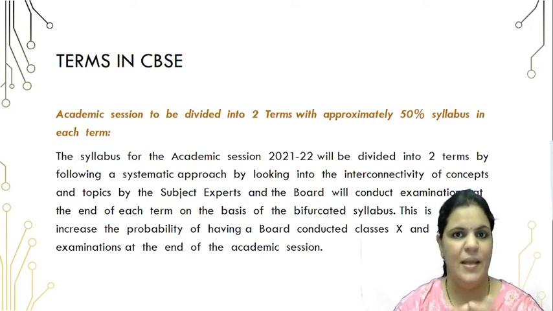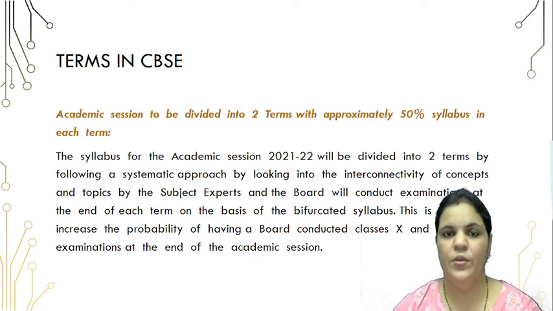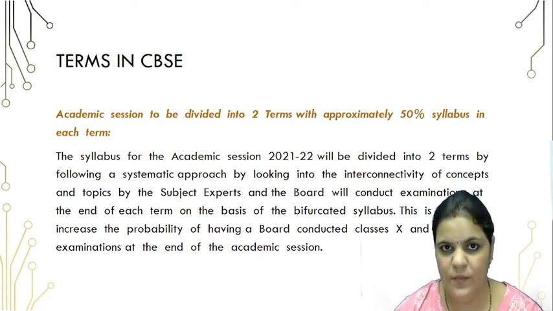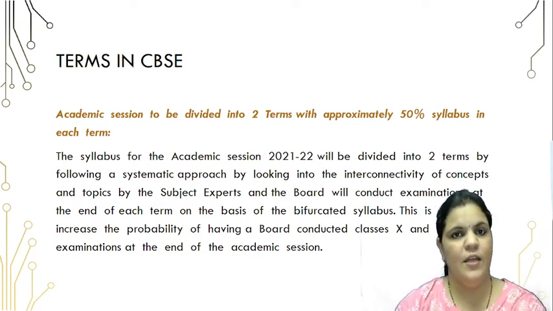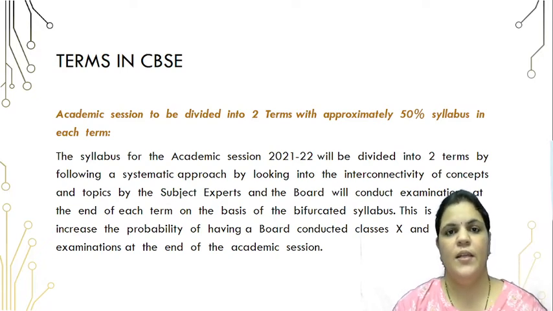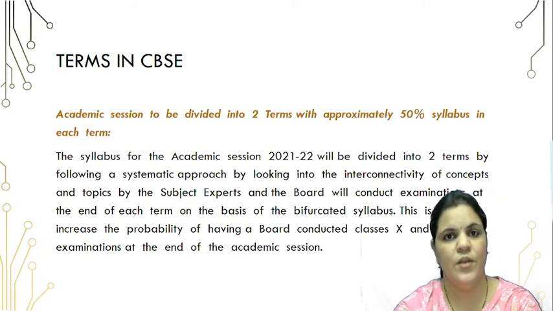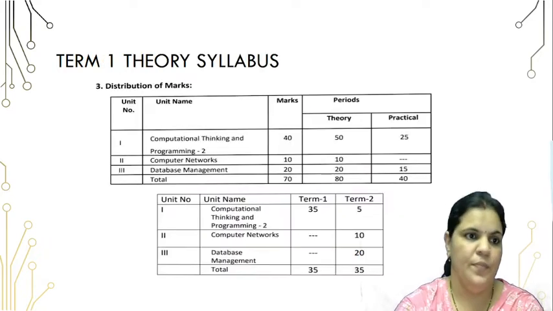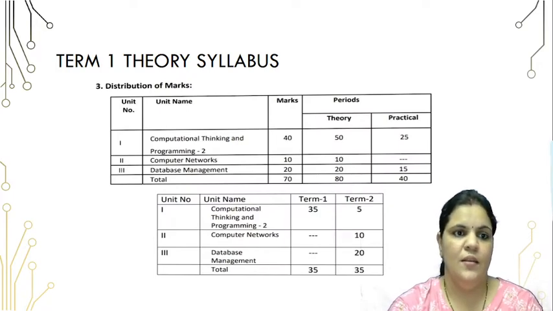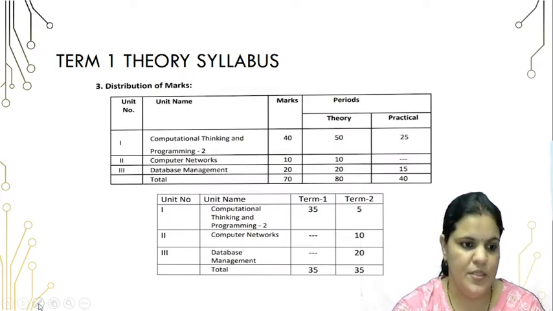So this is the basic fundamental of how the term 1 and term 2 examinations will occur and what their weightage will be for calculating the final CBSE result for class 10th and 12th. So now we will focus on the computer science syllabus. Here you can see the theory syllabus for computer science.